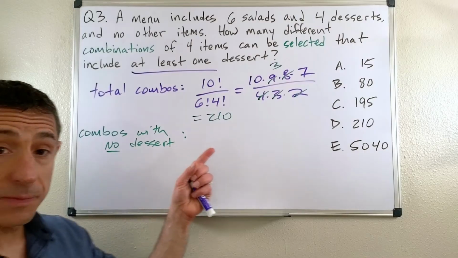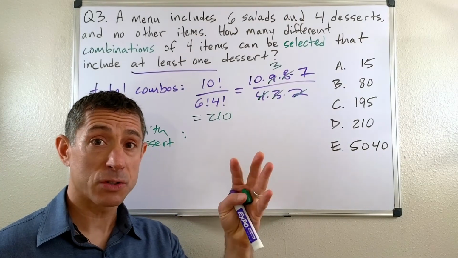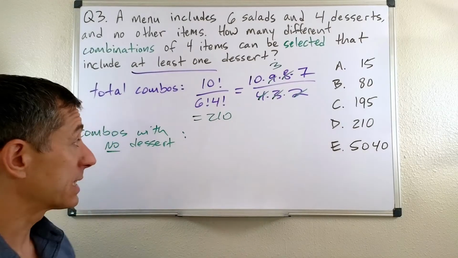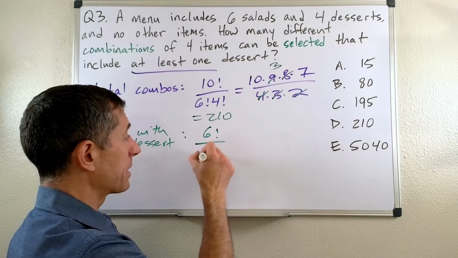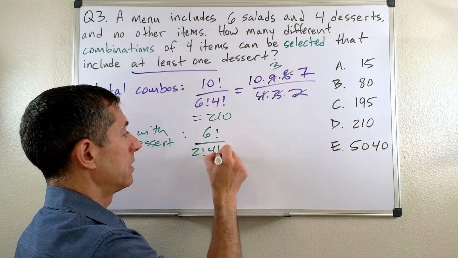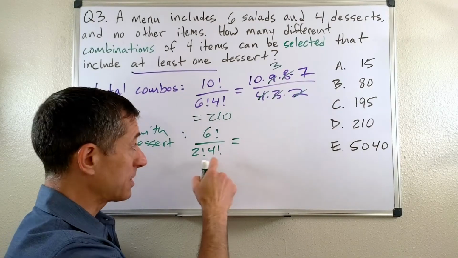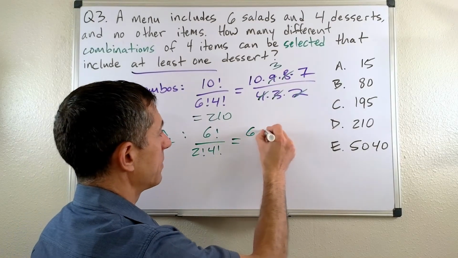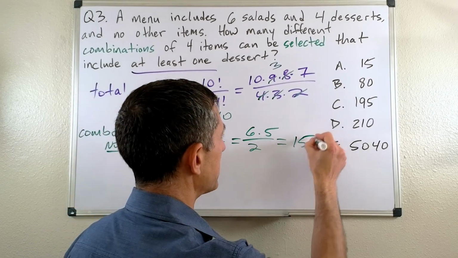Okay, so what's that? That would just be 4 salads, right? How many ways can I choose 4 salads from a group of 6 salads? We're right back to using that formula. This time, 6 salads to choose from. I'm going to choose 4. And we're almost done. How many ways are there to get 4 salads? No desserts. 6 times 5, divided by 2. And we've got 15.